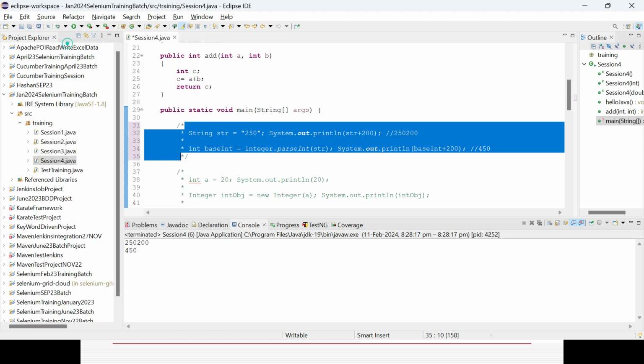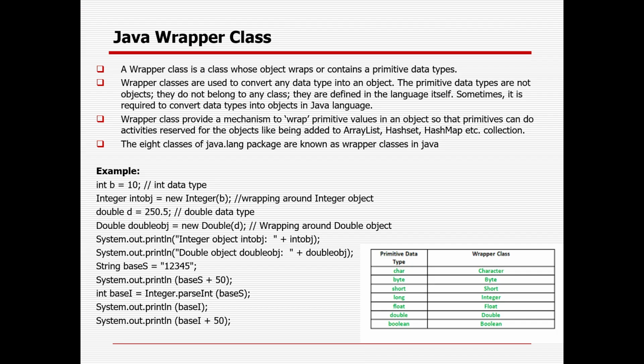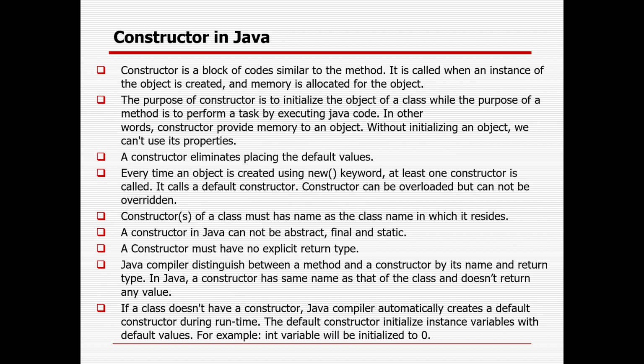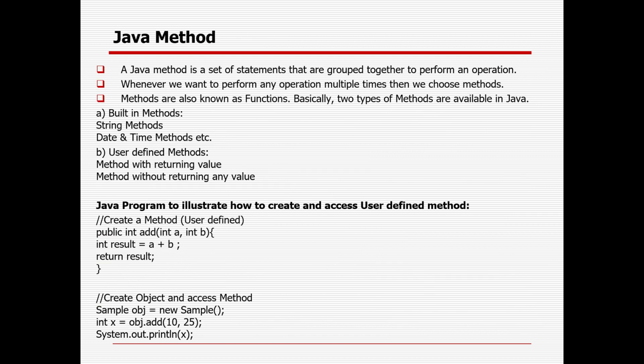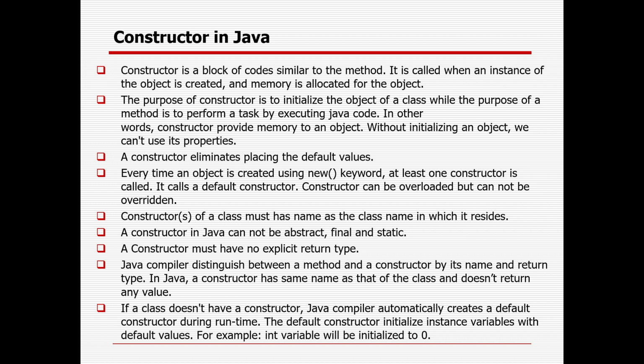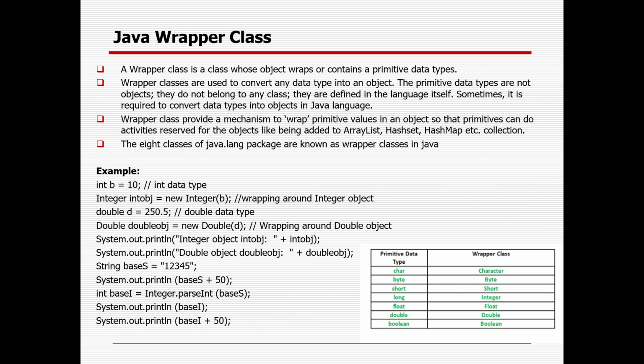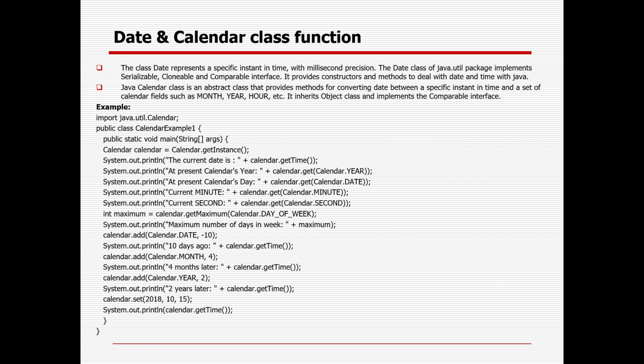Next one is, I already told, right, in Java there are two types of method. One is user defined method, which will be without return type and with return type, and there are built-in methods. You already saw the string methods, right? Lot of methods are available in the String class. Apart from that, there are methods for calendar or date. So the Date and Calendar classes I'll be discussing here.